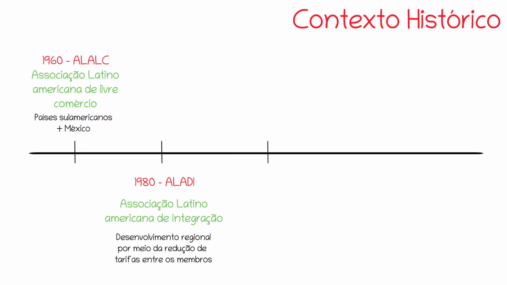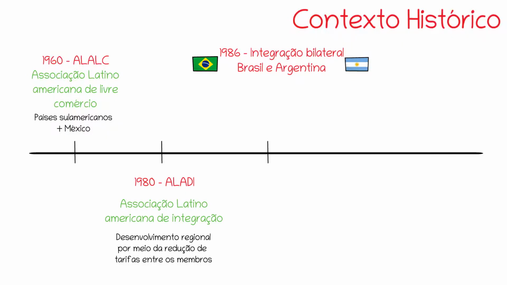However, such an agreement did not prove to be so advantageous for the largest countries in the group, in this case, Brazil and Argentina, which began to prioritize bilateral agreements between themselves, as was the case with the bilateral agreement between Brazil and Argentina, signed in 1986, which provided for a progressive integration process between these two countries.